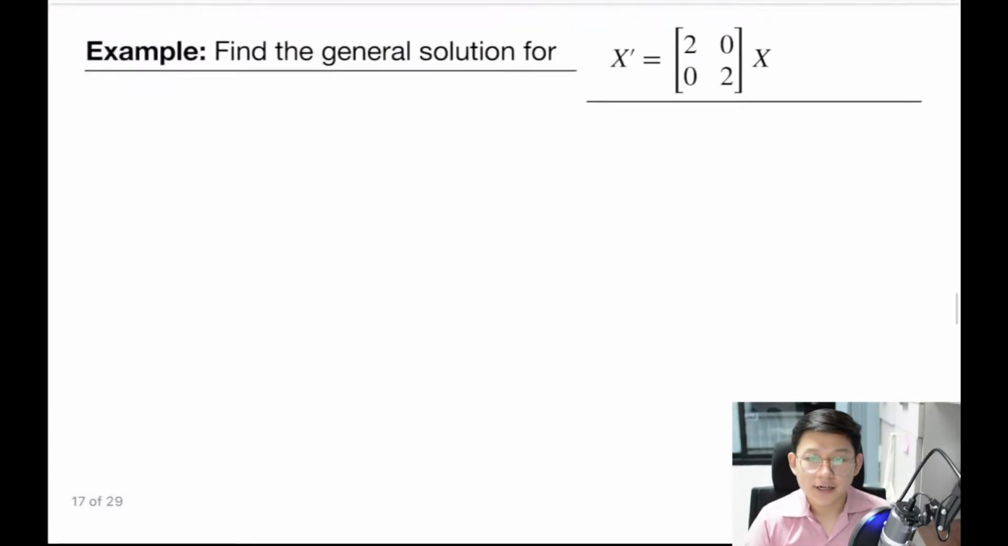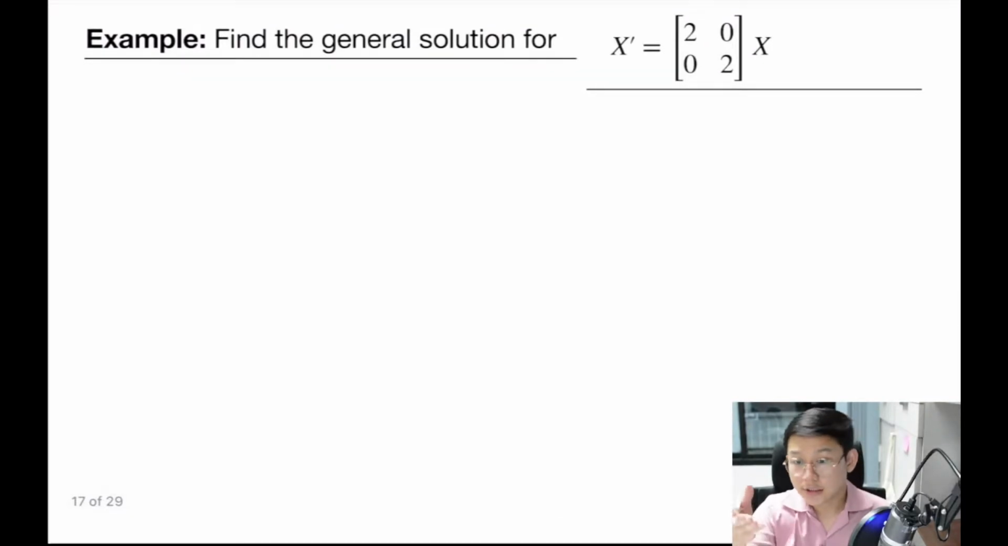Here, find the general solution for this system of linear equations. Guys, this one is quite easy because it gives you the matrix form already, so you don't need to convert it to the matrix form. In the exam, it depends. They might give you the regular form, so you need to convert that to the matrix form, or they can give you the matrix form. So it depends, but you better be able to do both.